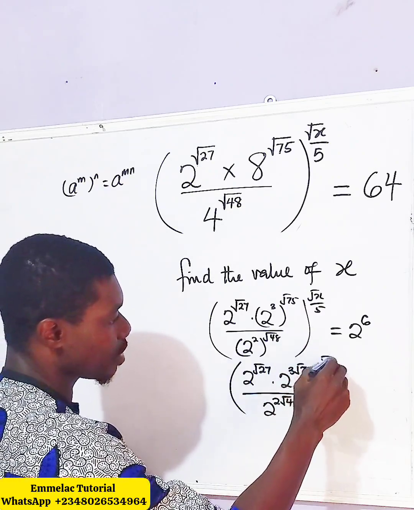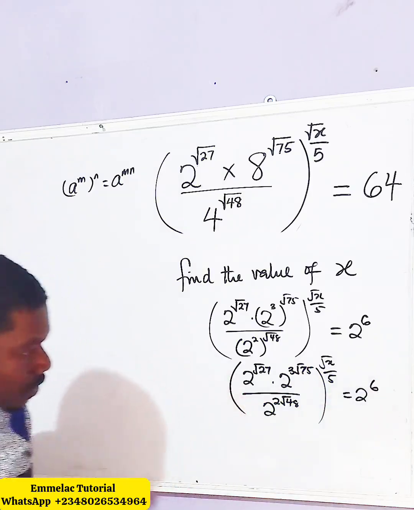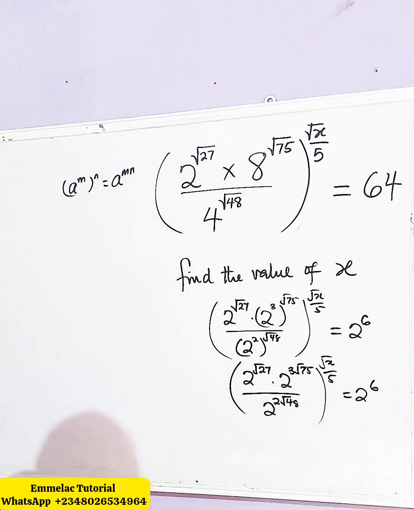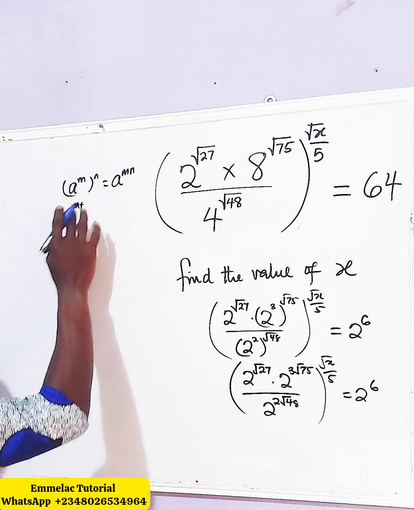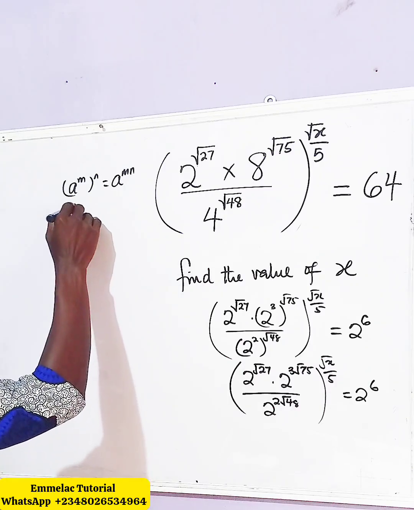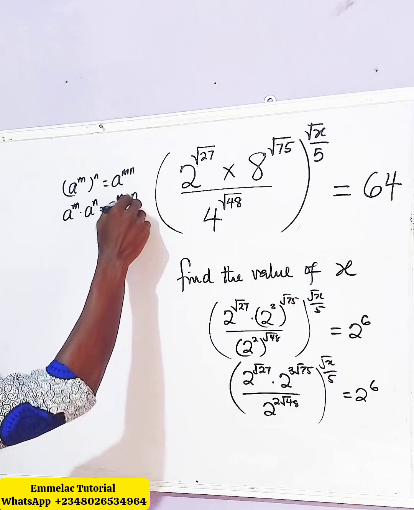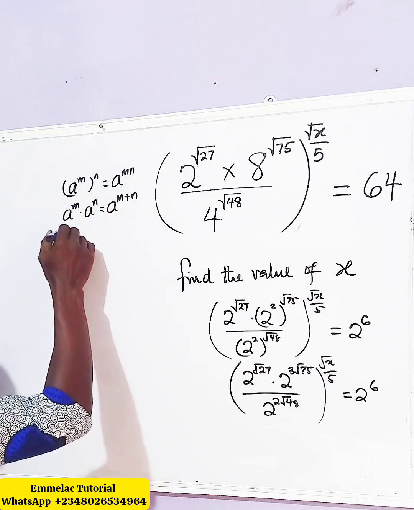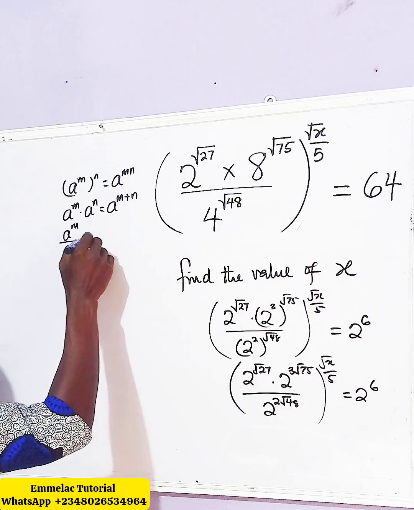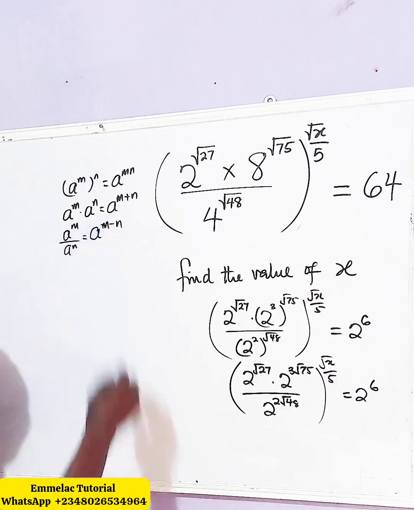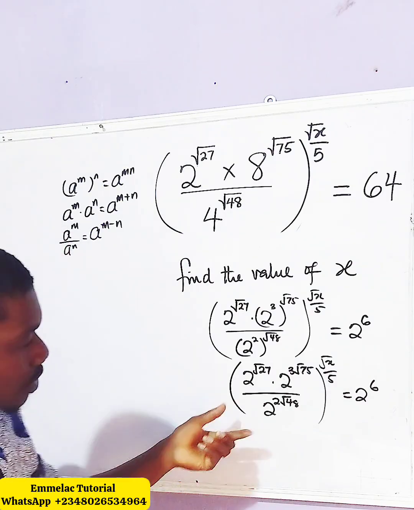everything raised to the power of the square root of x all over 5 equals 2 raised to the power of 6. Okay, so, and again, let's look at this law. A raised to the power of m times a raised to the power of n equals a raised to the power of m plus what? N. And in the same vein, a raised to the power of m all over a raised to the power of n, this will give us a raised to the power of what? M minus n. Okay, so we'll be applying these two laws to this.